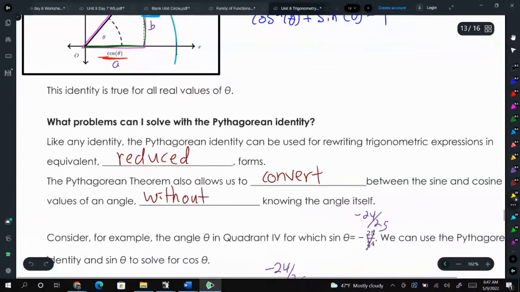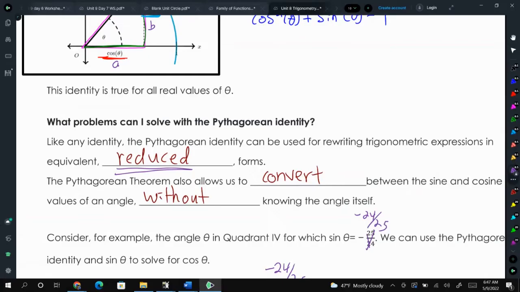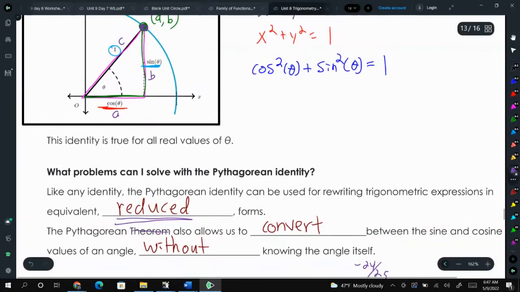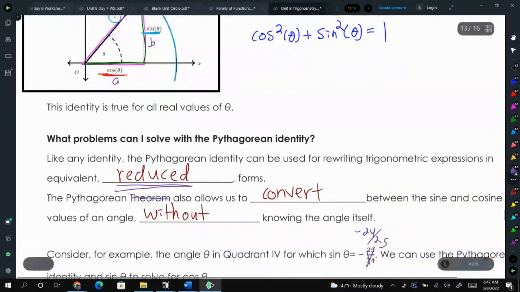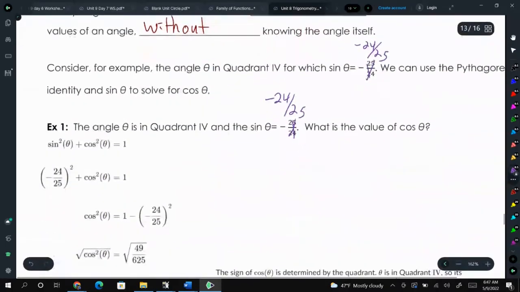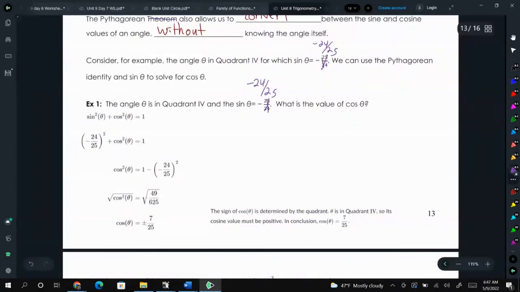Now this Pythagorean identity can be used to rewrite trigonometric expressions in equivalent reduced forms, because we always want to reduce our ratios. And the Pythagorean identity allows us to convert between sine and cosine values without knowing the angle. Because if we know cosine, we can solve for sine up here, and we don't need to know what that theta is. So let's look at an example that's done for us.